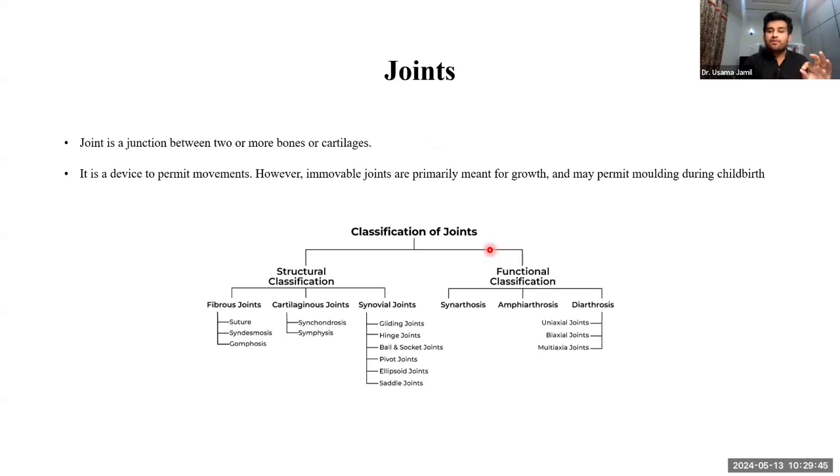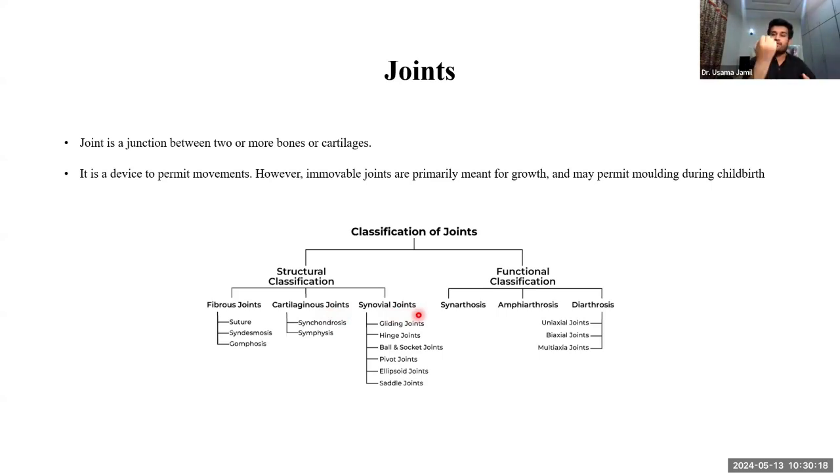Okay. So there is structural classification as well as functional classification. On the basis of structural classification, there are fibrous joints, which means there are just fibrous connections between two bones. They are mostly immovable joints. Then there are cartilaginous joints. As I said, our long bones mostly have cartilage, and these joints are slightly movable. Then there are synovial joints. These are actively movable joints.